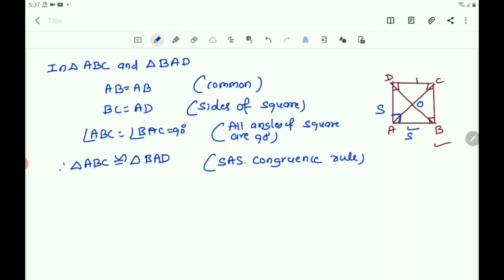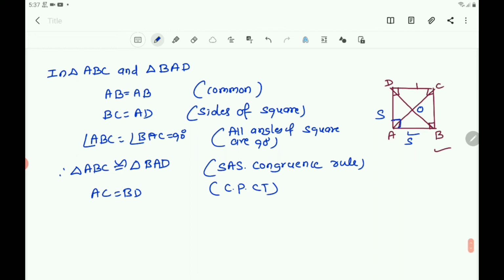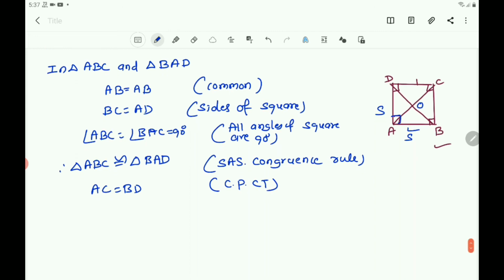Then, as you proved that triangle ABC is congruent to triangle ABD, you can write AC equals BD according to CPCT. You got the first one: the diagonals are equal. Here you proved the diagonals are equal.